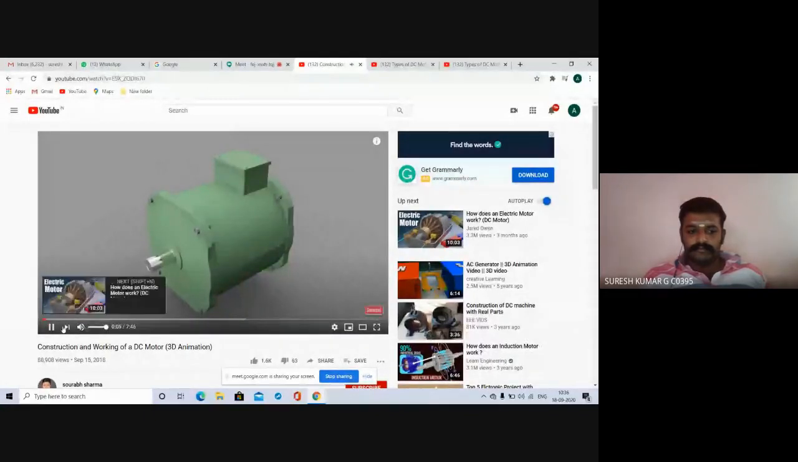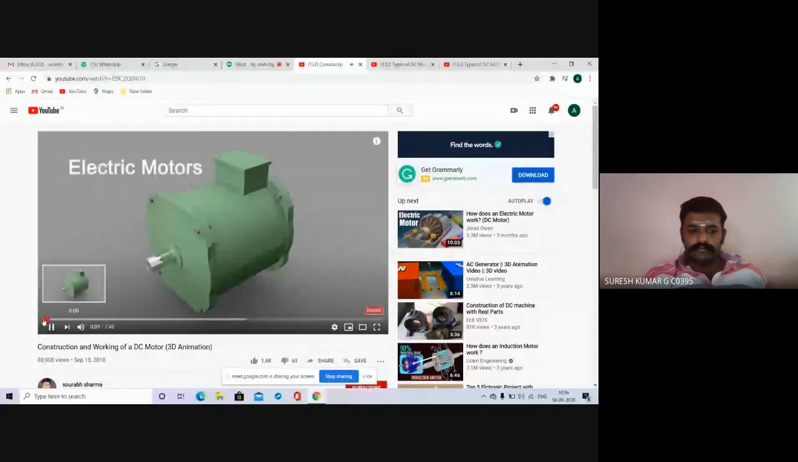Motors are among the most important elements of today's industrial world.